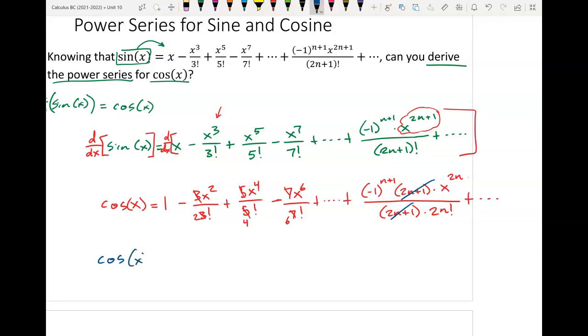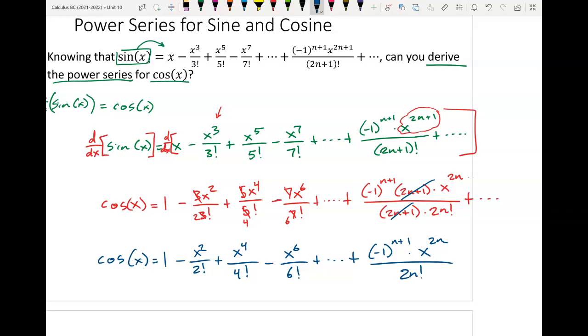So cosine of x, its power series is 1 minus x squared over 2 factorial plus x to the 4th over 4 factorial minus x to the 6th over 6 factorial plus dot dot dot, plus negative 1 to the n plus 1 times x to the 2n over 2n factorial plus dot dot dot. And there we go. So through differentiation, I was able to take my power series for sine and change it into the power series for cosine.